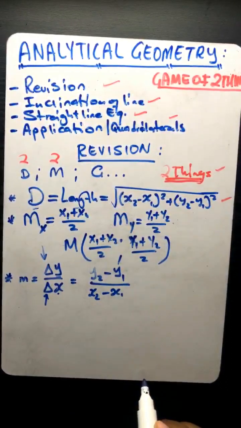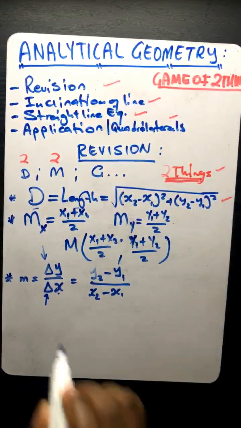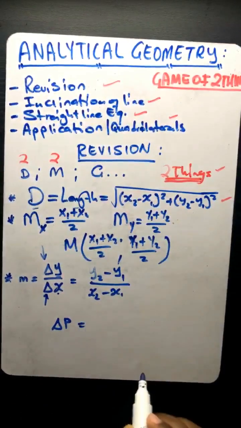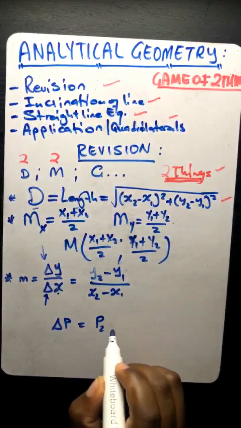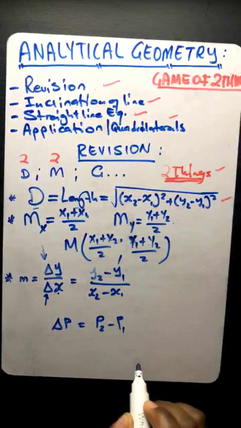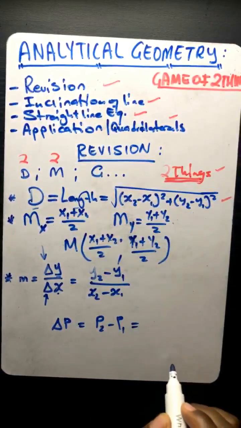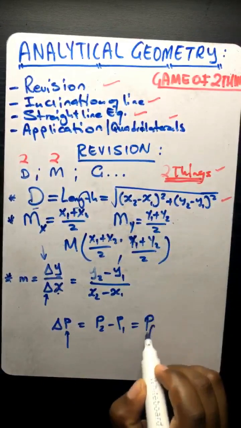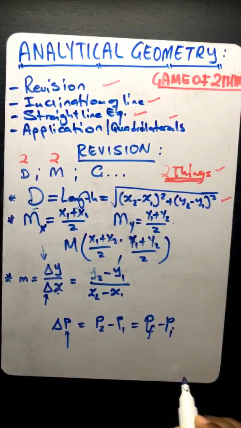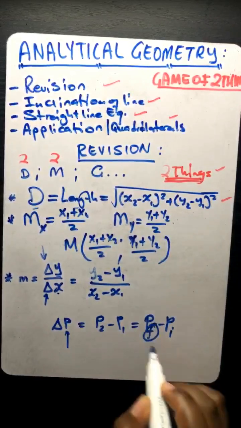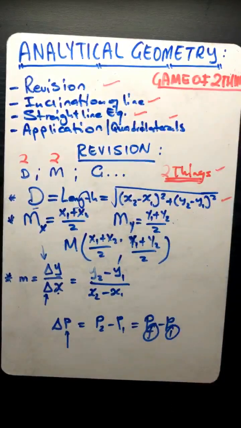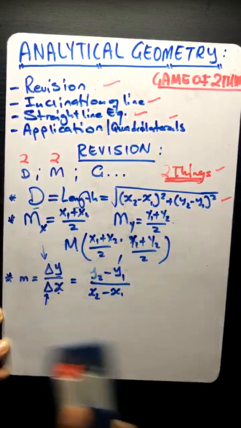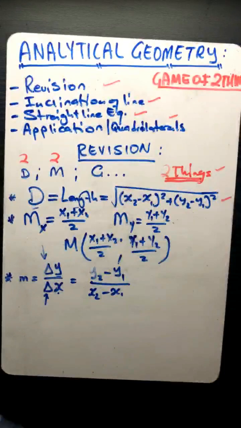So if they say change of p, this means P2 minus P1. For example, to be practical in physical sciences, we know p means momentum. So that means it's going to be momentum final minus momentum initial. So final referring to the second minus the first. So this means change. It is the whatever 2 minus the whatever 1.